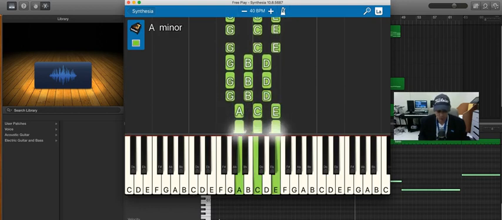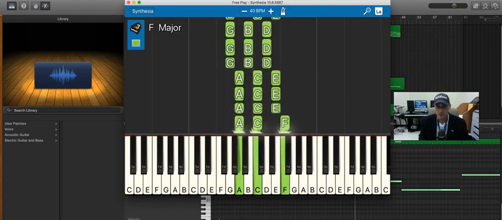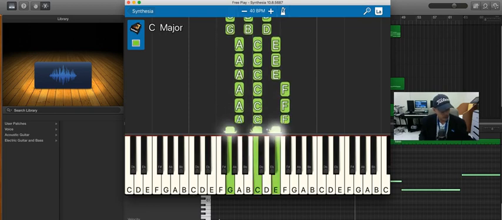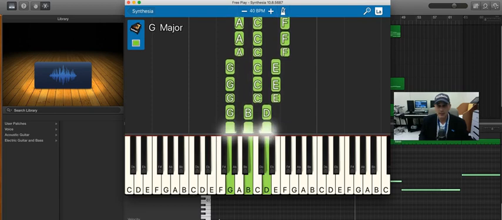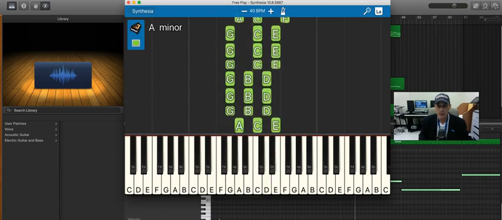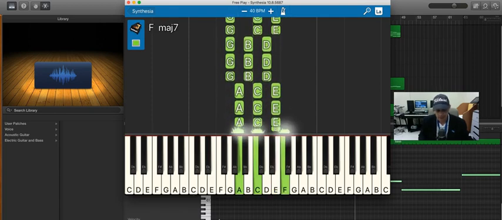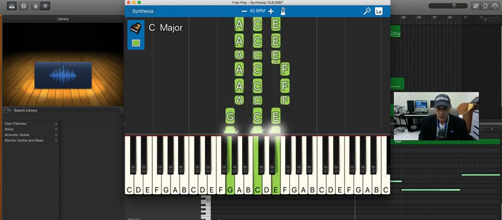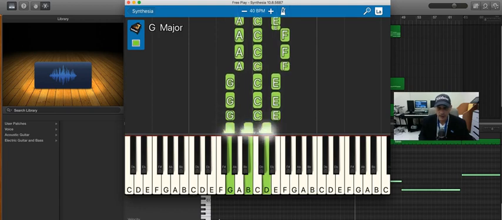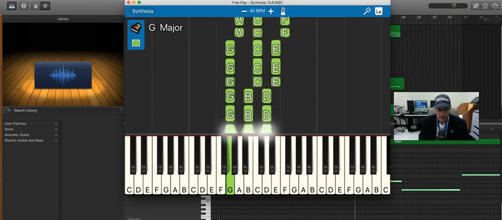We're going to repeat that 4 times, so just 2 more times. GCE, GBD, last time, ACE, ACF, GCE, and GBD. Going to the bridge now, alright?